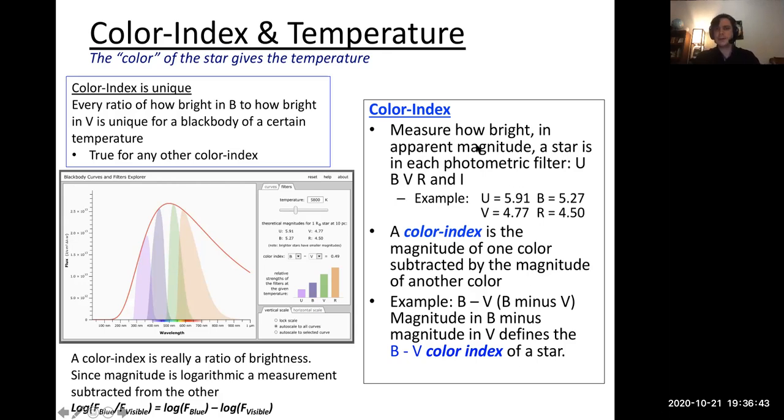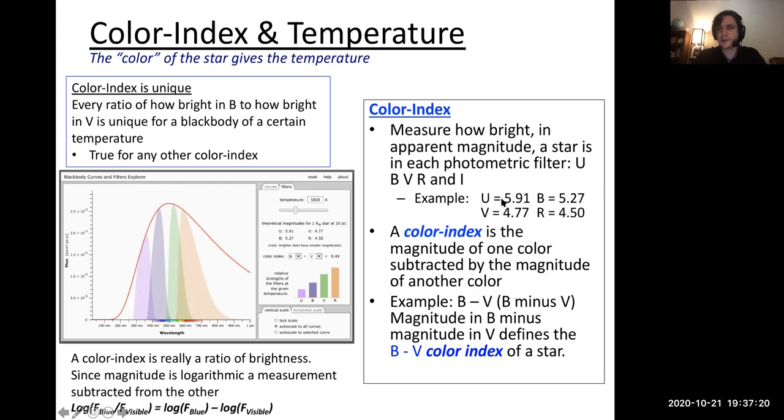So we go out, we measure how bright a star is, measuring its apparent magnitude in each of the photometric filters. Here, I'll just list 4 of them. So we're observing a star that has a temperature of 5,800 Kelvin. That's the surface temperature of the sun. Here are the filters: the U, B, V, and R, the ultraviolet, blue, green or visible, and red filter. And it's just measuring how bright the star is. What's the magnitude of the star in this wavelength range?